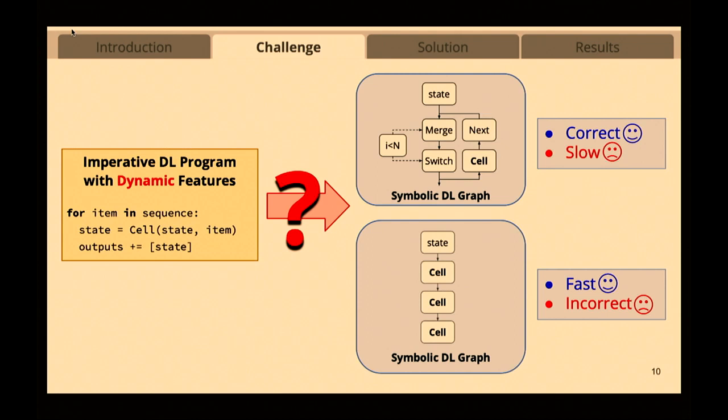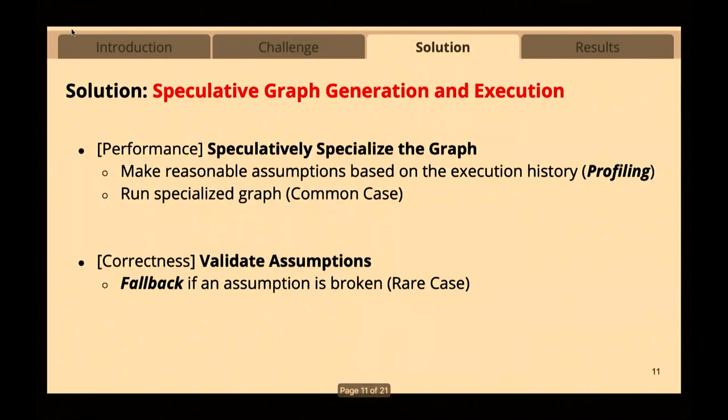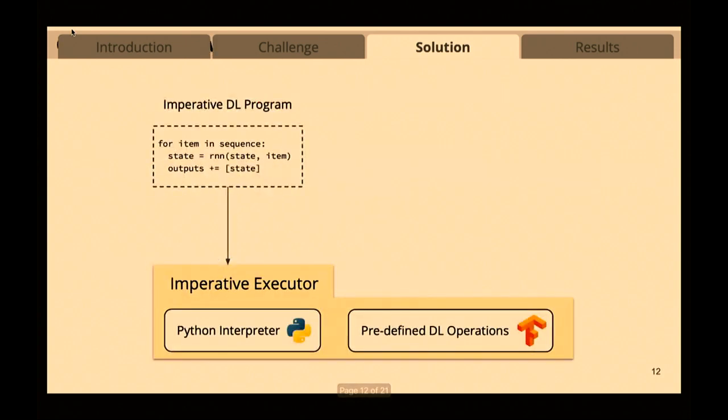To overcome such challenge and achieve correctness and performance at the same time, we use a speculative graph generation and execution approach. For performance, we specialize the graph by exploiting the runtime profile information to make reasonable assumptions about program behavior. And for correctness, the optimization is done speculatively, and we fall back to the imperative execution if an assumption is broken. Let me briefly show you the overall workflow in Janus.